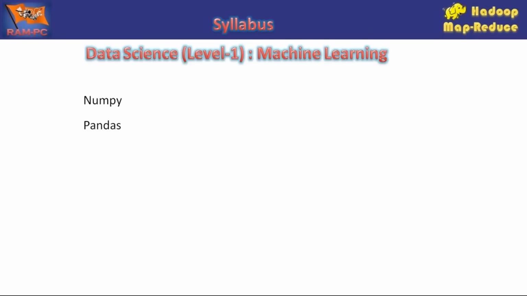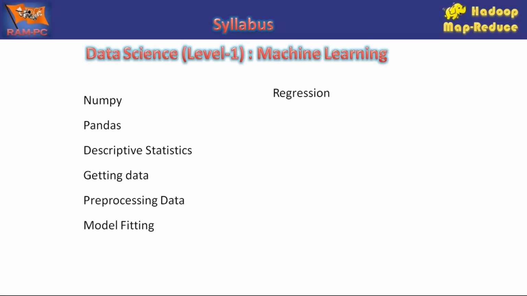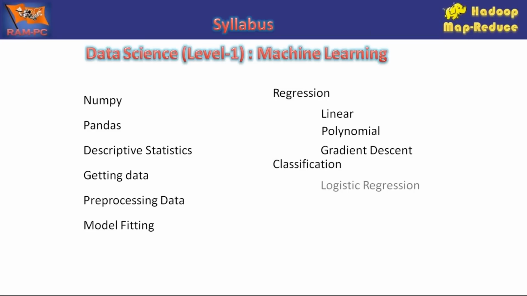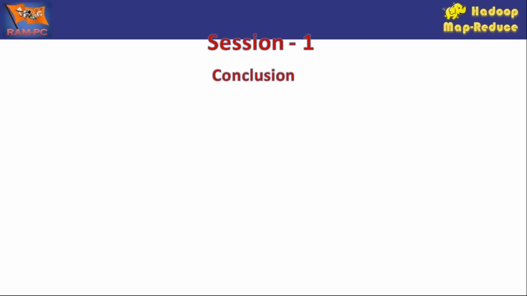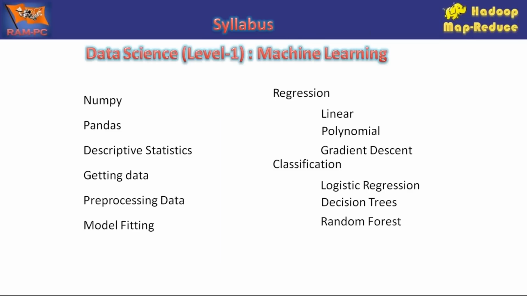We will cover basic Python, and then NumPy, Pandas, required descriptive statistics, getting data from various sources, and then pre-processing of the data, and then model fitting, then regression concepts, in that linear, polynomial, gradient descent, and classification techniques: logistic, decision tree, random forest. I will also cover SVM, support vector machines, as an additional concept.